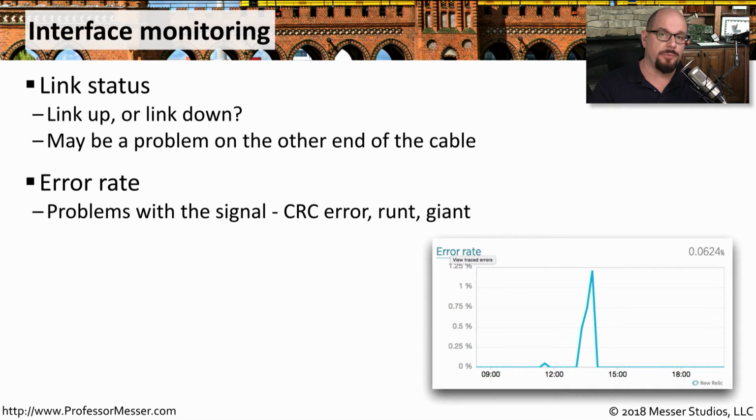We can look at those error rates over time, and we can see exactly the specific error that may be occurring. We can see how many CRC errors may be occurring on Ethernet or a WAN connection, or we may be looking at detailed Ethernet metrics like runt frames or giant frames.